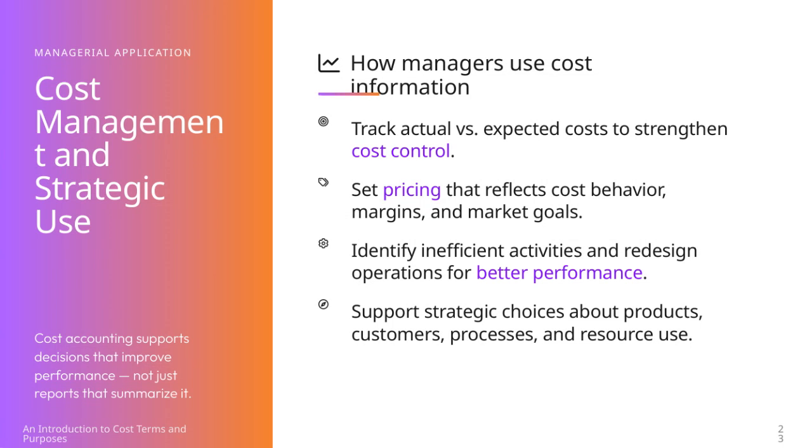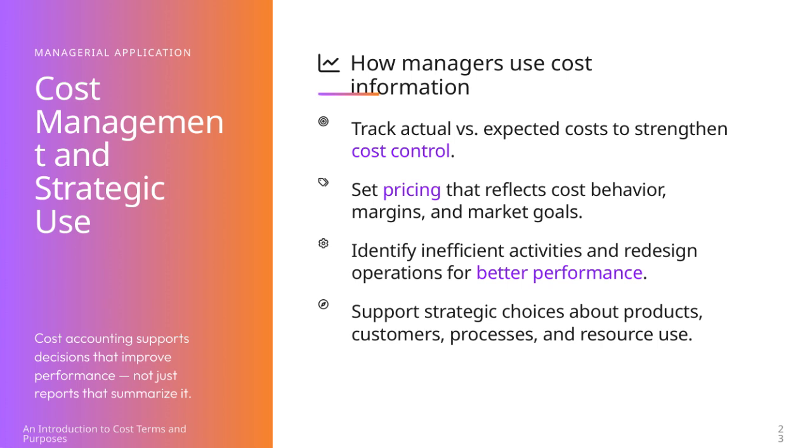Now, let's focus on the managerial application of cost accounting. The key idea here is that cost accounting is not just about producing reports or summarizing past performance. Instead, it actively supports decisions that help improve performance. Managers use cost information in several important ways. First, by tracking actual costs against expected costs, they can better control expenses and identify areas where things might be going off track. This helps in maintaining tight cost control.